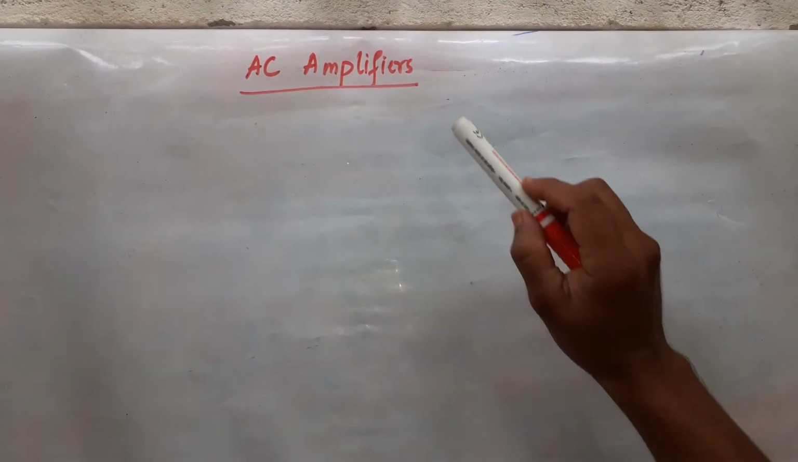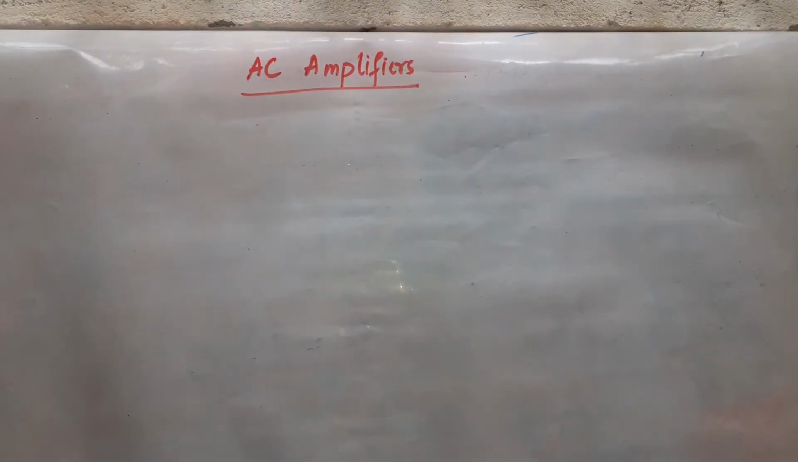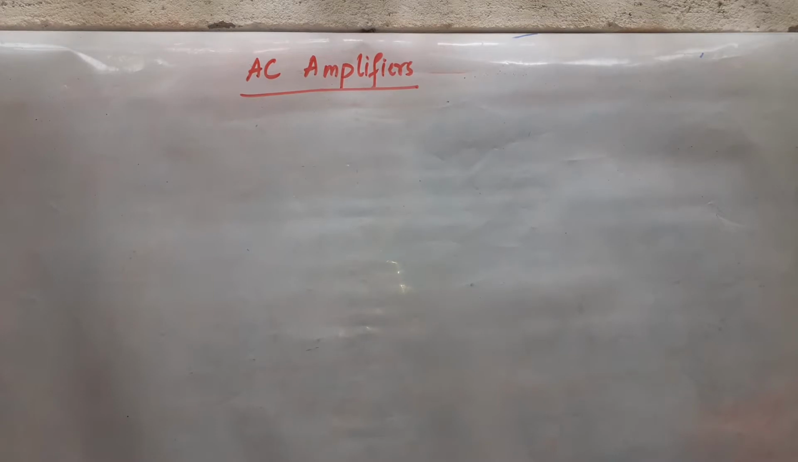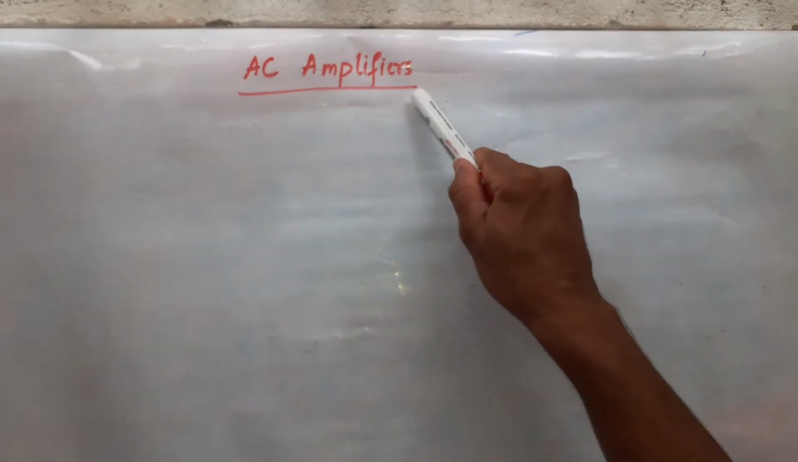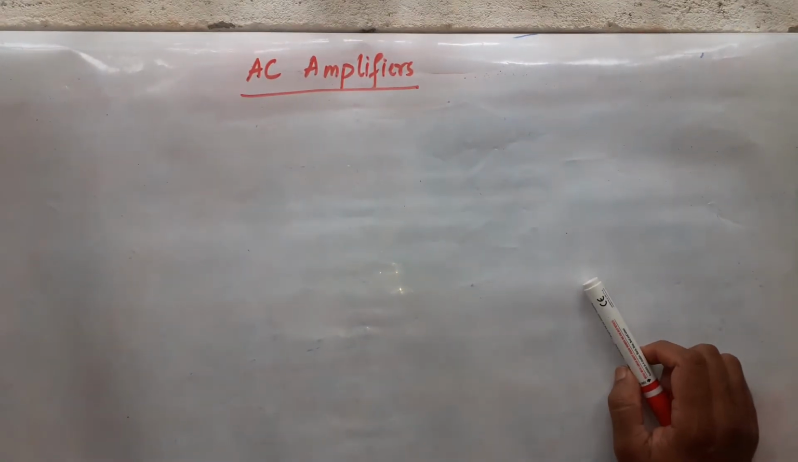Hello students, our today's topic is AC amplifiers. Now before going into AC amplifiers, hope you remember that op amps can process both AC signals as well as DC signals. It can amplify AC as well as DC signals. So today we'll see how it works with AC. So let me draw the circuit.